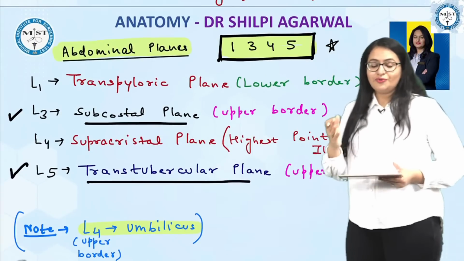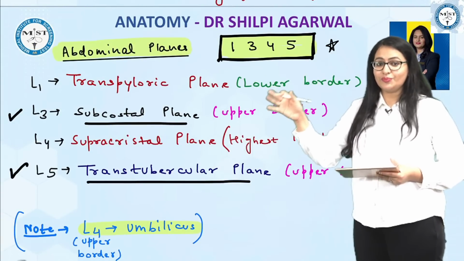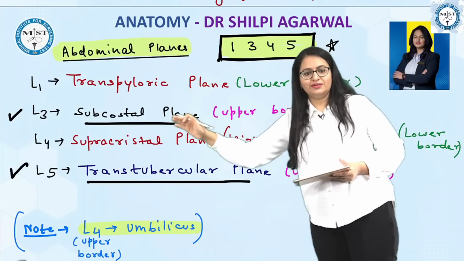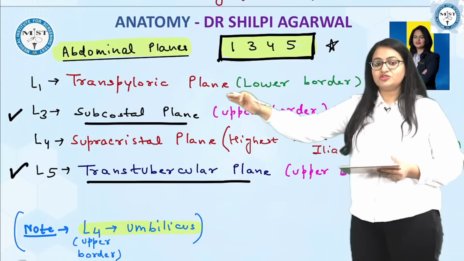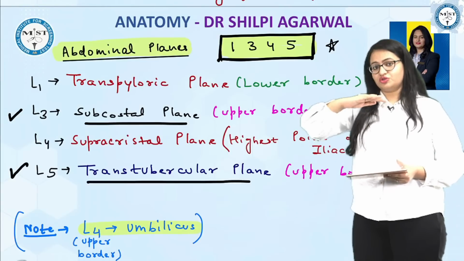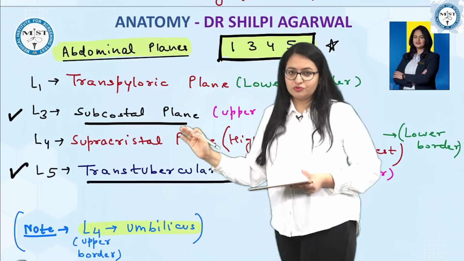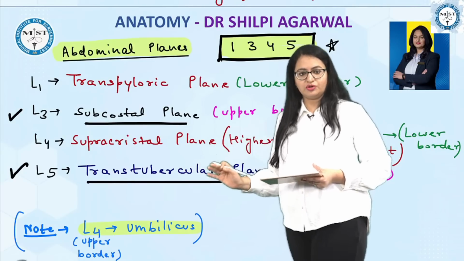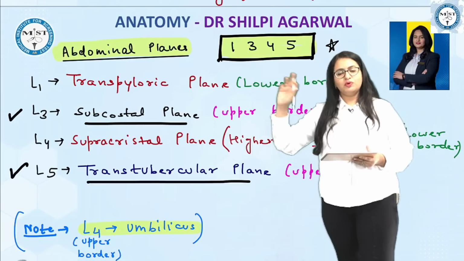Now very, very important, another is vertebral level for abdominal planes. In this, we remember L1, L3, L4, L5, that is 1, 3, 4, 5. Four planes, first of all the highest, that is transpyloric, L1. Then L3 subcostal, then L4 supracristal, L5 is transtubercular. So how do you remember? You remember 4 planes like this, and you remember 1, 3, 4, 5.